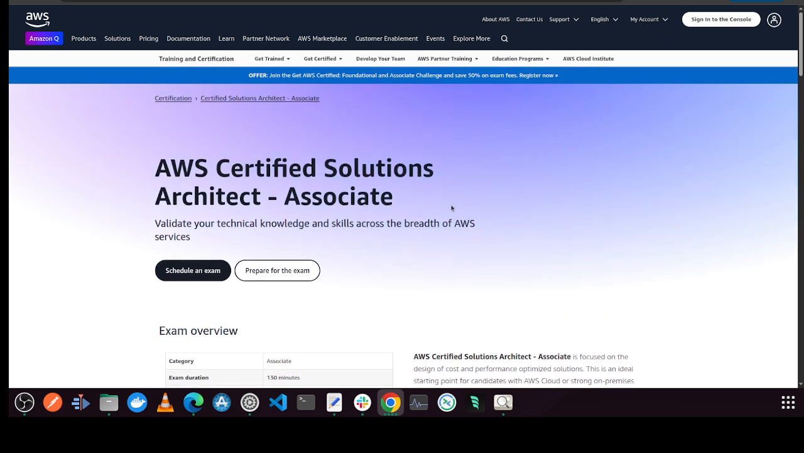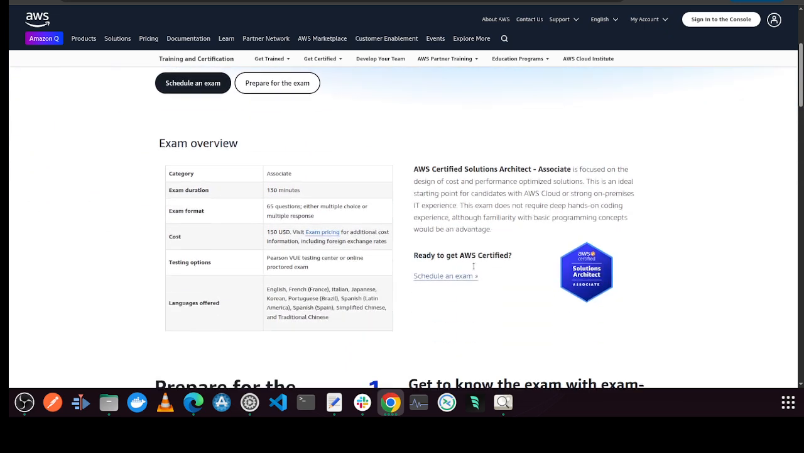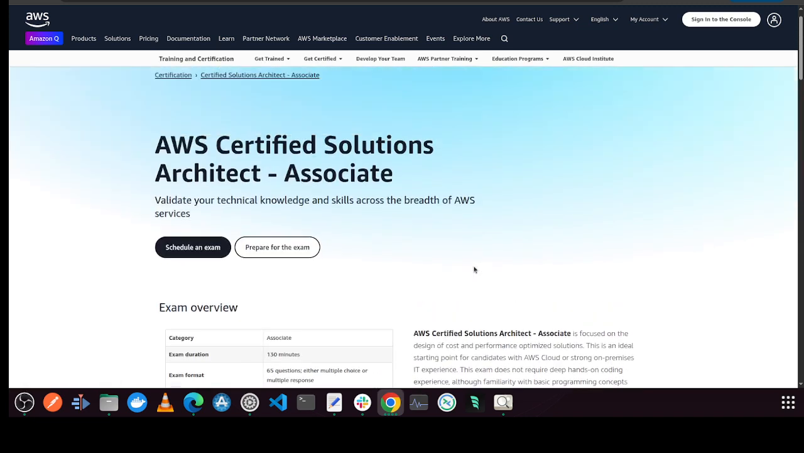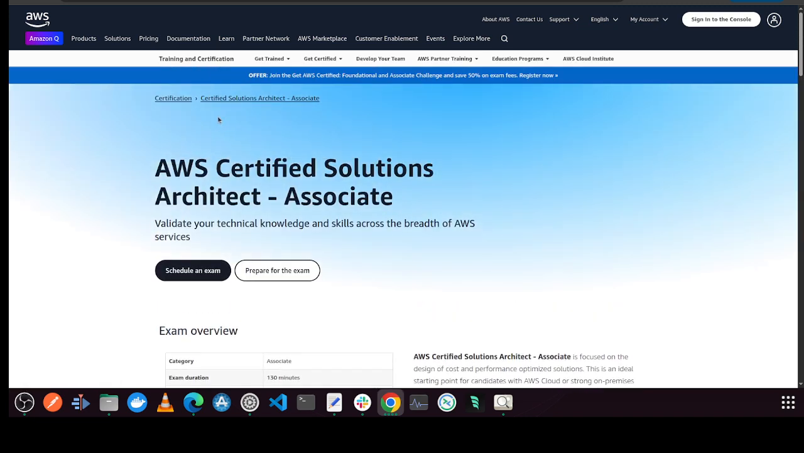Why would you need the Solutions Architect? Basically, there are 4 domains that you actually get to concerning AWS. AWS is one of the biggest cloud providers. Other people in the league are Azure, Microsoft Azure. You have Google Cloud Platform. You have Oracle. And of course, you have some other smaller players, Linode, DigitalOcean, and so on.